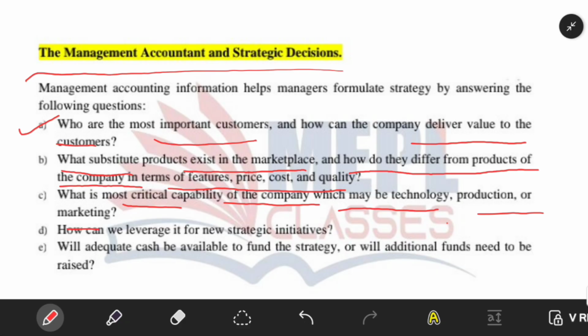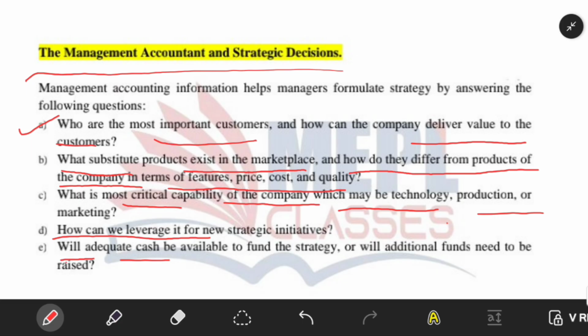Now the third one is how can we leverage it for new strategic initiatives. That is, once the main strength is identified, the company needs to think how can we use it for new ideas, products or market expansion. This is called leveraging your capability, using your strength to grow your business. Okay.